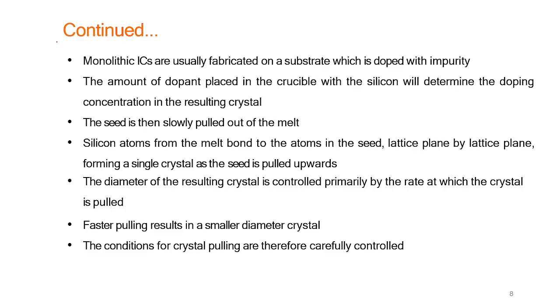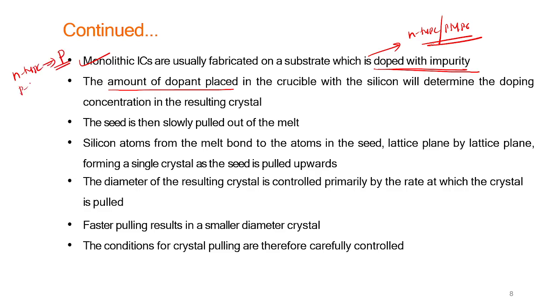So what happens? Monolithic ICs are usually fabricated on a substrate which is doped with impurities. As I told you, when you want n-type and p-type materials, we need to dope with impurities in the molten silicon. If it is n-type silicon, we dope with phosphorus atoms. If you want p-type material, you dope with boron atoms. The crucible with silicon will determine the doping concentration in the resulting crystal.